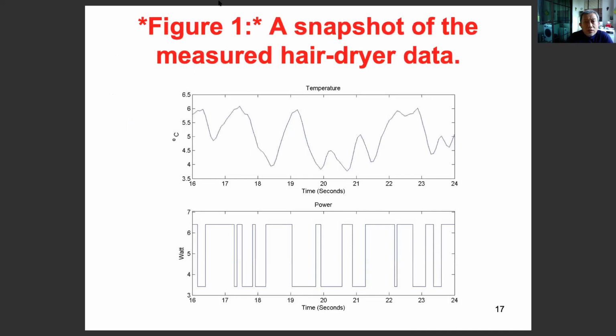So this is what we call the temperature data, which is the output, and the input in watts. You can see that it is like a random binary sequence, and the output tries to follow the input as well as possible.